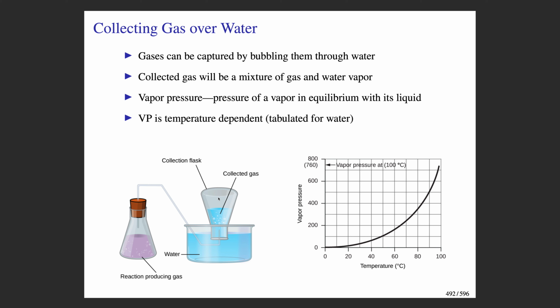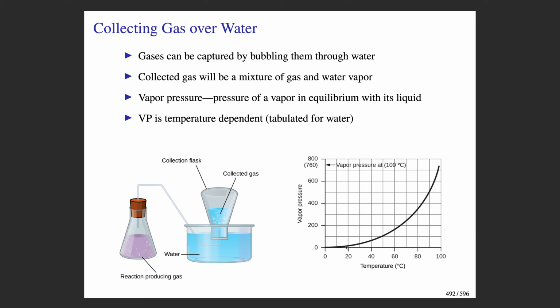Now, the partial pressure of the water vapor in the gaseous mixture is going to be related to the temperature of the gas. What we're talking about here is what's called the vapor pressure of the liquid. So the vapor pressure of the liquid water refers to the pressure of the vapor that's above the liquid when it's in equilibrium with its vapor. That depends upon temperature and the type of liquid that you're talking about.